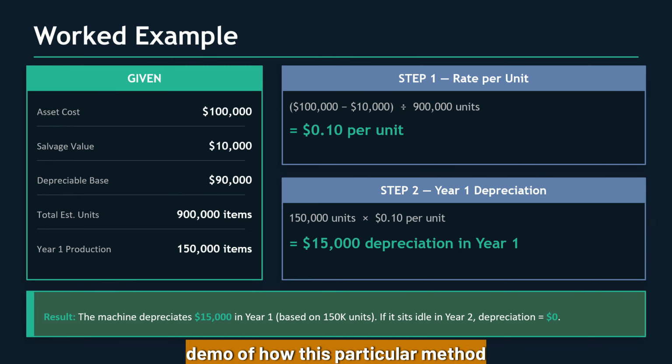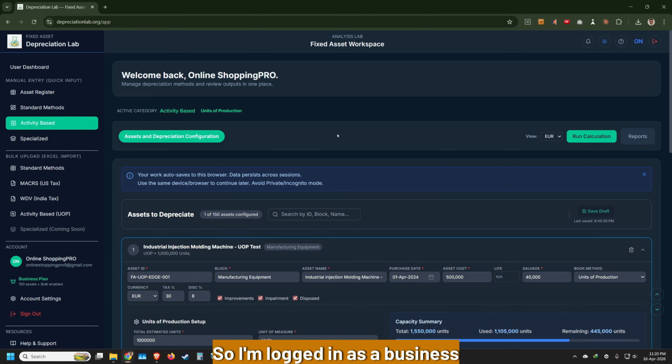And I will show you now the live demo of how this particular method, units of production, is configured inside the Depreciation Lab. So I'm logged in as a business user. This method is available only if you are a professional user, as a subscriber, or a business user.